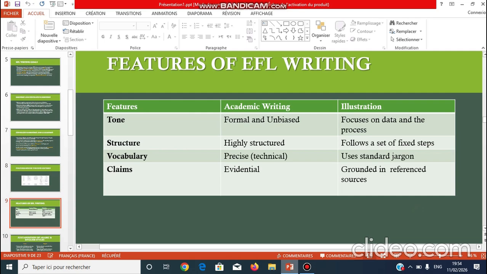Now, features of EFL writing. So, tone: formal and unbiased, focuses on data and the process. The structure: it's highly structured, follows a set of fixed steps. Vocabulary: precise and technical, uses standard jargon, and claims are evidential, grounded in reference sources.